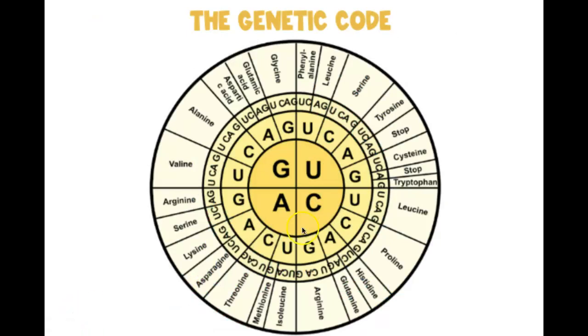So here is a genetic code chart to find the amino acids. I'm just going to help you with the first one because it always starts with AUG. So you start from the center and you have A, then you find the U over here, and then you find the G right here. So AUG will always be methionine.